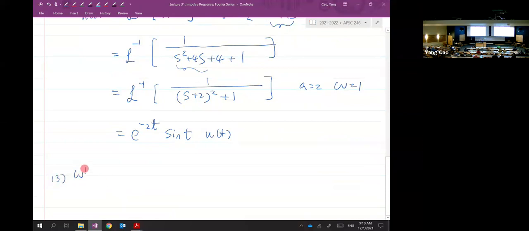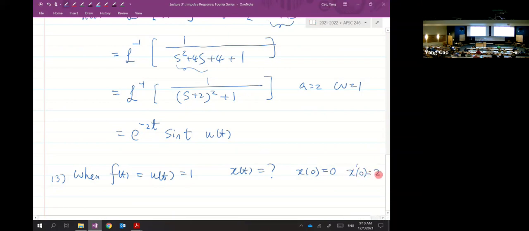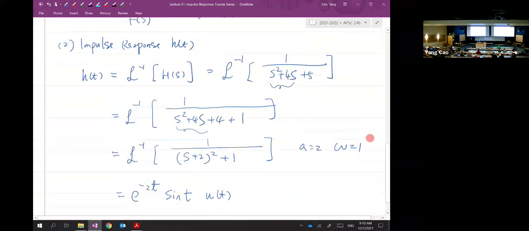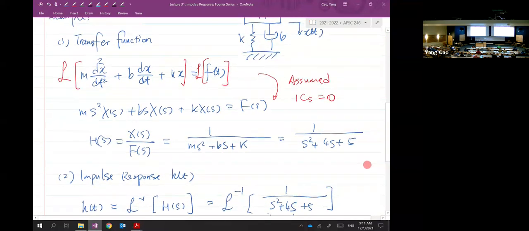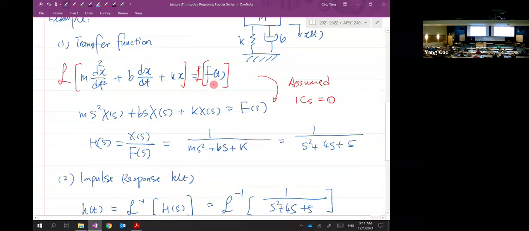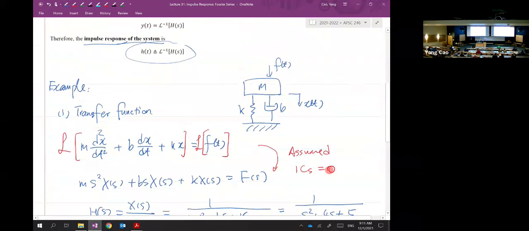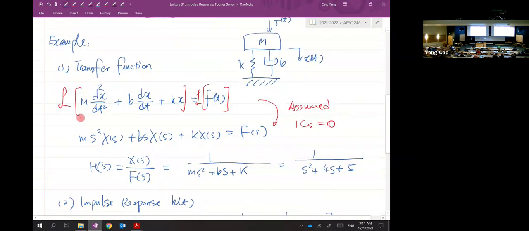Okay, so the third question is: when f of t is a unit step input, the unit step input is basically equal to 1, then what is the output x of t? And we have initial conditions given. So here the initial conditions: x of 0 equal to 0, x derivative of 0 equal to 2. So you look at the first part of the question, second part of the question. You do not have to plug in any specific signal for f of t. But for the third part, you do need to have a specific signal. So now you plug in this f of t with u of t.